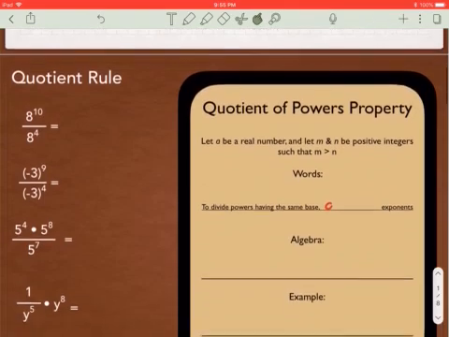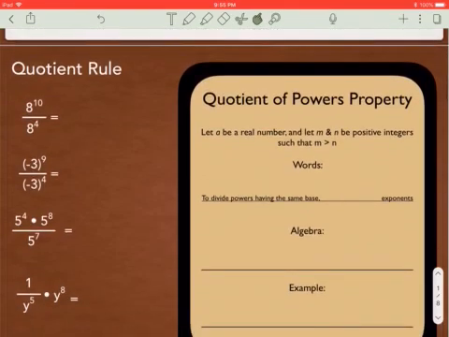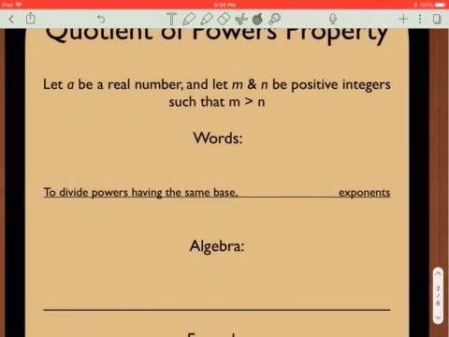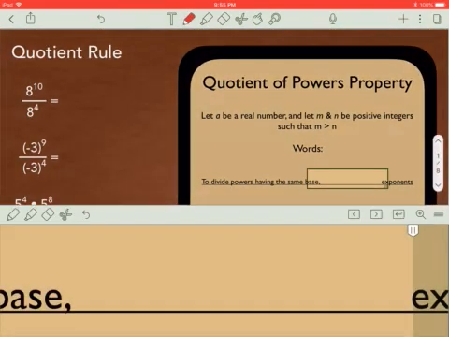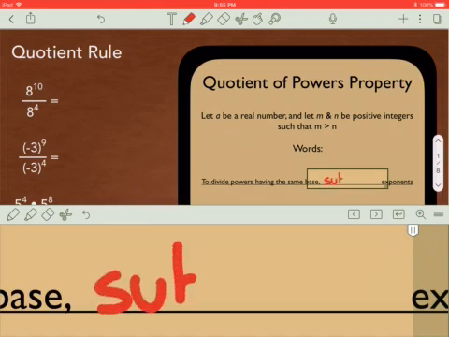So, the quotient rule states that to divide powers having the same base, you subtract the exponents. Or no, not divide, sorry. When we divide, we subtract the exponents. Subtract.